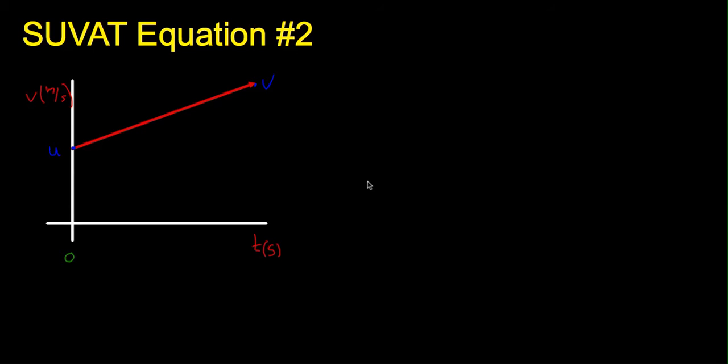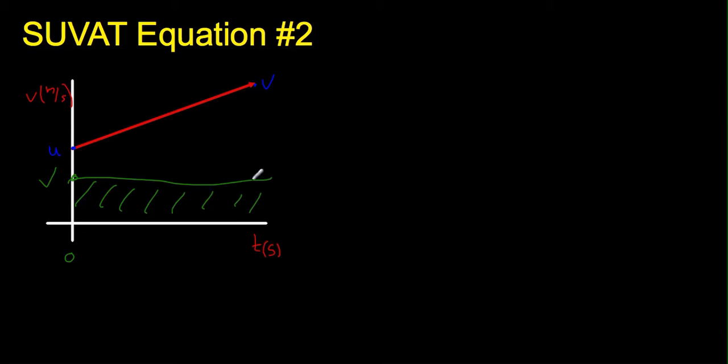This video will tell us how to get the second SUVAT or motion equation, and this time we're going to use the idea of area. If we're taking the area of a box, let's change our graph a little bit. Let's just say we have a second line here. Let's pretend that's a straight line.